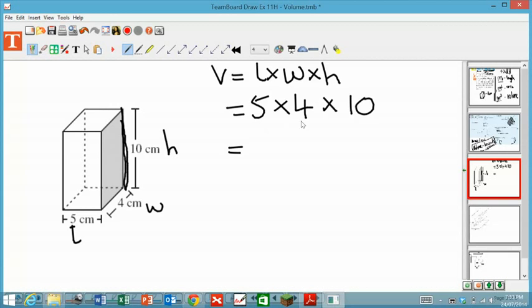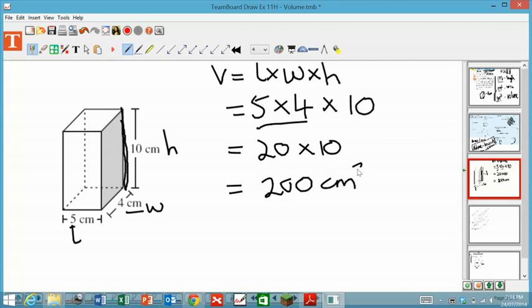I'm just going to do it in sections. I'm going to do this bit first. 5 times 4 is 20, multiplied by 10. 20 times 10 is 200. And my units are cubic centimetres. That's it. Really, really simple to do. Not hard at all.